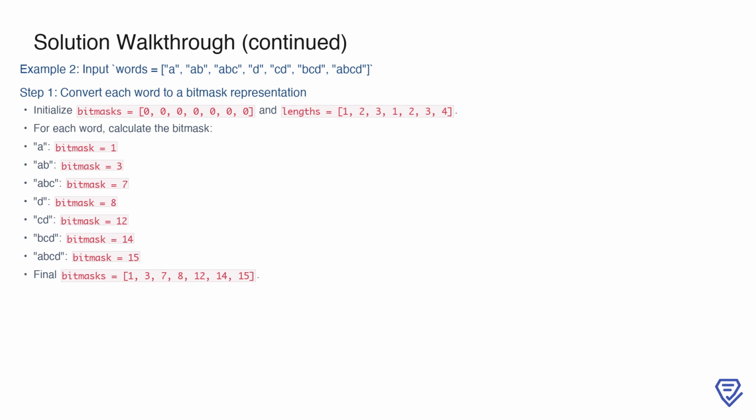The word d sets the fourth bit, resulting in a bitmask of 8. Continuing this for all words, we find the final bitmasks array 1, 3, 7, 8, 12, 14, 15. These bitmasks allow us to quickly identify which words share common letters in the next step.